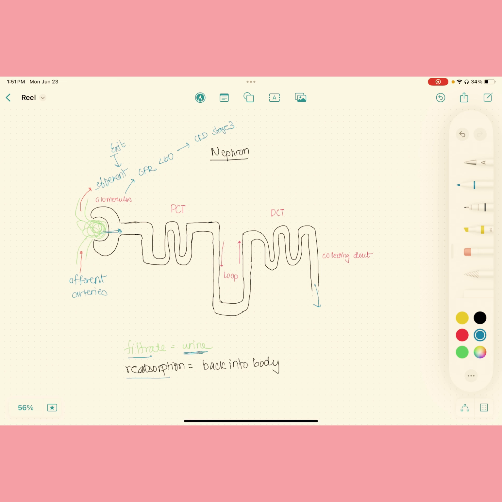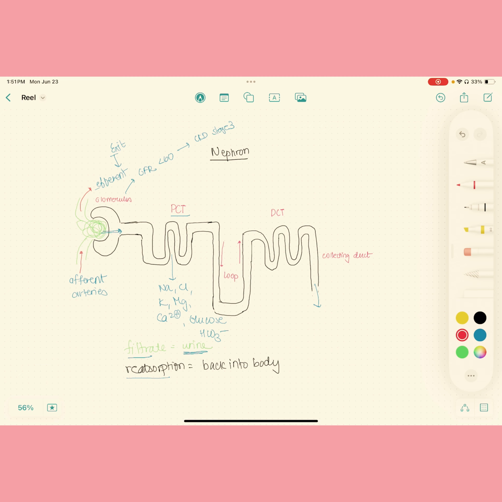So we can start with the proximal convoluted tubule. Here's where you'll have reabsorption of sodium, chlorine, potassium, magnesium, calcium. You would even have glucose and bicarbonate being reabsorbed here. When I say reabsorbed, it's going back into the body.